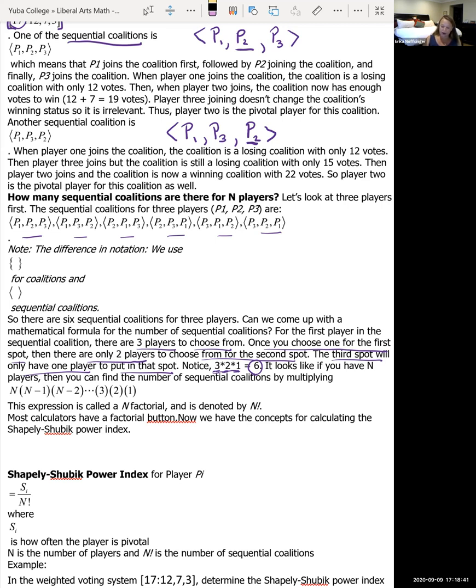So there's actually a way to write this. This is the same thing as writing n with an exclamation point. It's called n factorial, denoted with an n and then an exclamation mark. Most calculators have this factorial button on them now. And now we can have a concept for calculating the Shapley-Shubik power index.